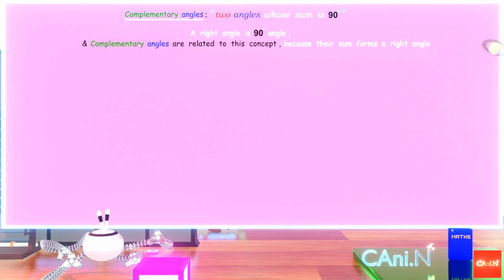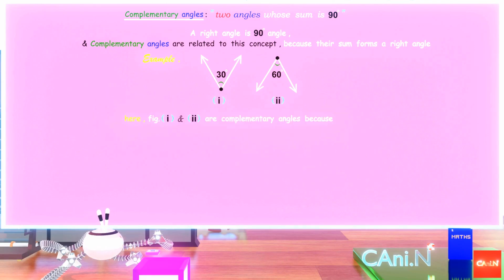Complementary angles are two angles whose sum is 90 degrees. We know a right angle is 90 degrees angle. And complementary angles are related to this concept because their sum forms a right angle. Example. Here, figure 1 and 2 are complementary angles because 30 degrees plus 60 degrees equals 90 degrees, since 90 degrees is the measure for a right angle.